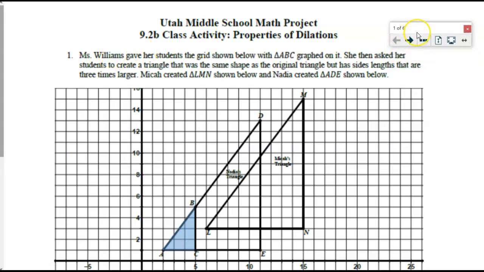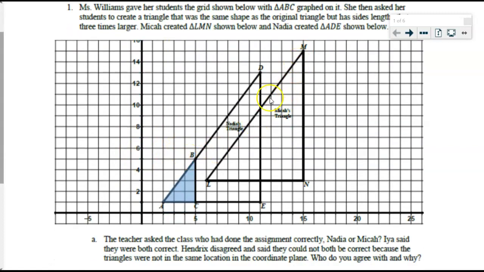To get started, we have the situation where Miss Williams gave her students this grid and this triangle that's shaded ABC. Then she asked her students to create a triangle that was the same shape as the original triangle, but has side lengths that are 3 times larger. Micah created triangle LMN, and Nadia created triangle ADE, and you can see those here on this grid.